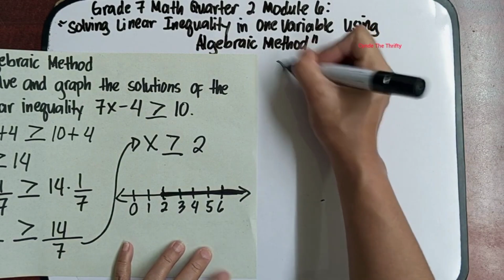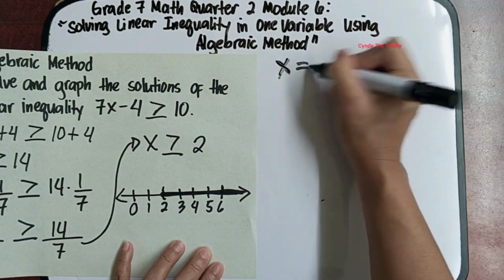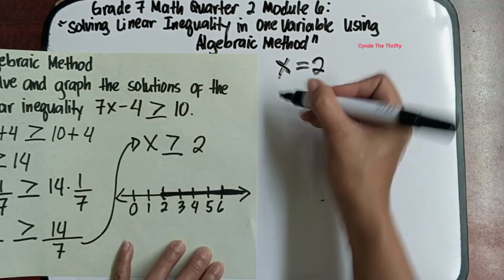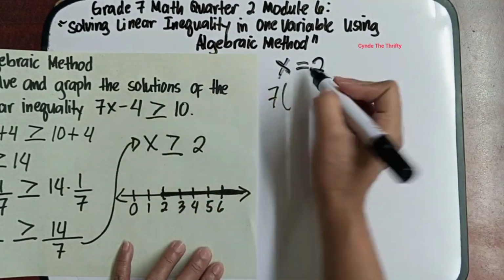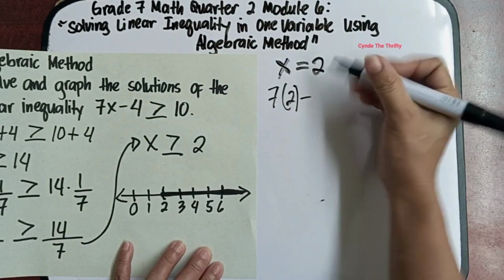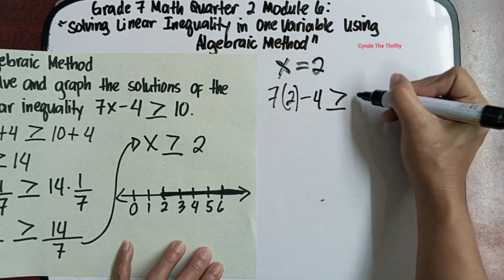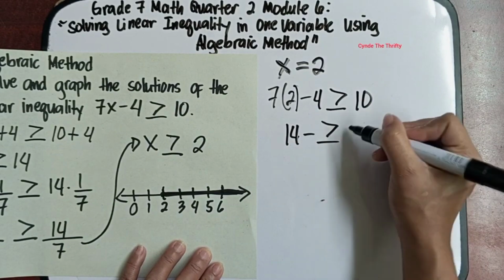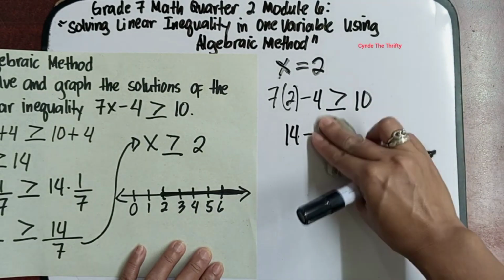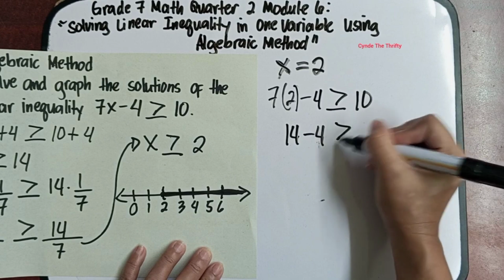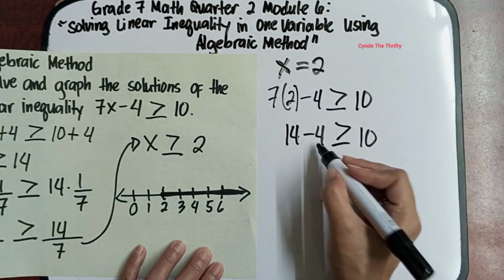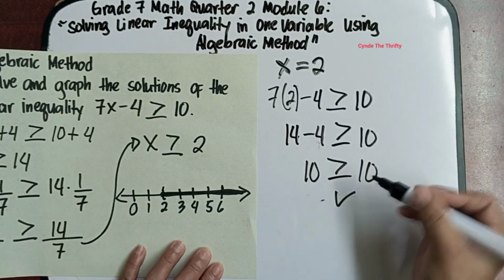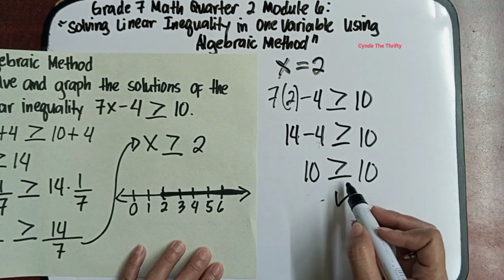Okay, i-check natin kung tama ba ang ating sagot. So, kung si x, pagpalagay natin na si x is equal to 2 kasi greater than or equal to. So, kung si x is equal to 2, so 7 multiplied by the value of x na positive 2 minus 4 is greater than or equal to 10. So, 7 times 2 is equal to 14 minus 4 is greater than or equal to 10. Oops, nawala si 4. So, 14 minus 4 is equal to 10, is greater than or equal to 10. So, tama siya kasi 10 is equal to 10. Okay, so tama ang ating solution na 2.